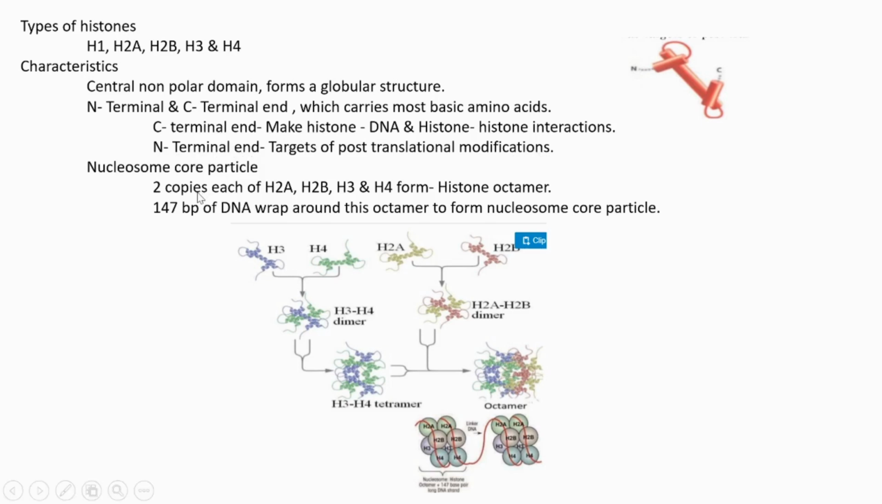Okay. Then the nucleosome core particle. How is it forming? 2 copies each of H2A, H2B, H3 and H4 aggregate and form the core. It is called the histone octamer. And wrapping around this octamer, we can see here, 147 base pairs of DNA winding around this octamer, and that structure is called the nucleosome core particle. Clear? That also you have learned in your UG classes.